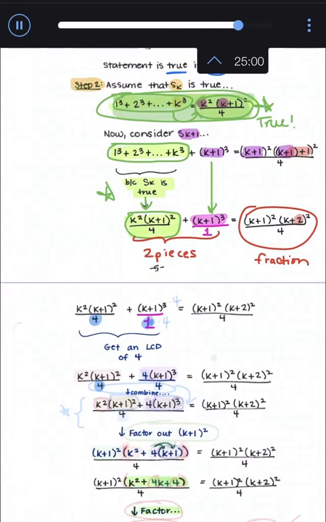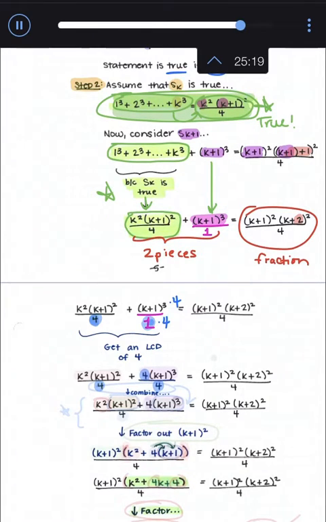Well, how am I going to get this 1 to turn into a 4? Well, I've got to multiply the bottom and the top by 4 to get that common denominator of 4. So that's what I did. I multiplied the top and the bottom by 4 to get a common denominator of 4.